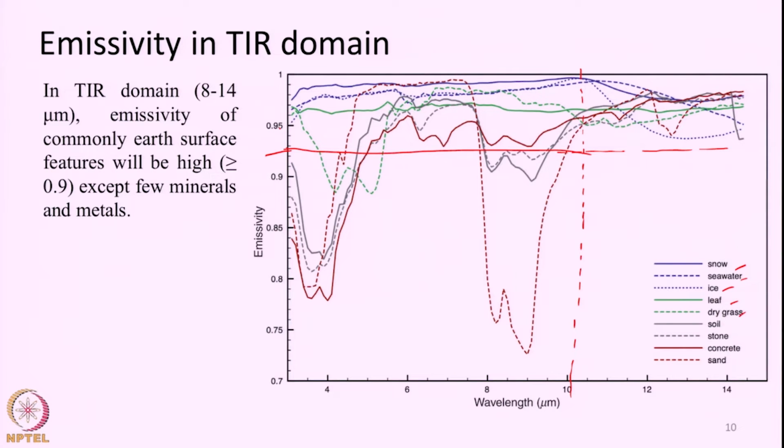So, this is more or less a general property of earth surface objects. In thermal infrared wavelengths, 8 to 14 micrometers, emissivity will be pretty high, and the values also will not vary very widely. Later in the lectures, when we discuss passive microwave remote sensing, we will see that at microwave wavelengths, emissivity varies very widely. But in thermal infrared wavelengths, emissivity variation is not as high as at those wavelengths.